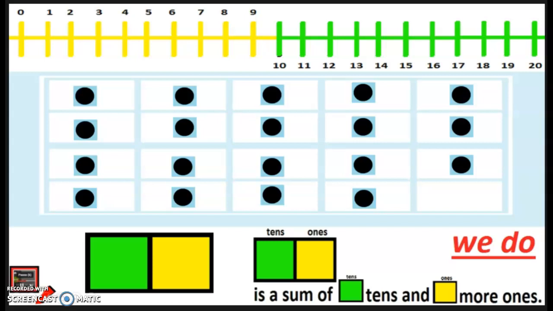This next one I'm going to give you is a bit more difficult, almost backwards. Remember, always your number line. So at the make 20s, I have a certain amount of counters. I want you to count those counters and show me the tens and ones, and then write the sentence: that number is a sum of blank tens and blank more ones. When you have that ready, unpause this video and let's see if you got it right.